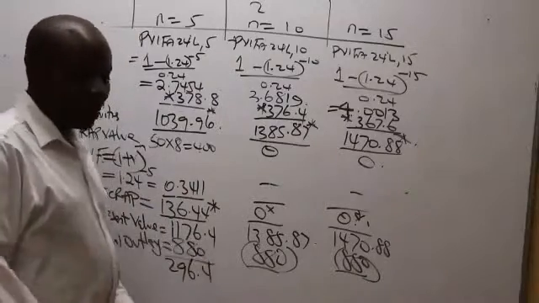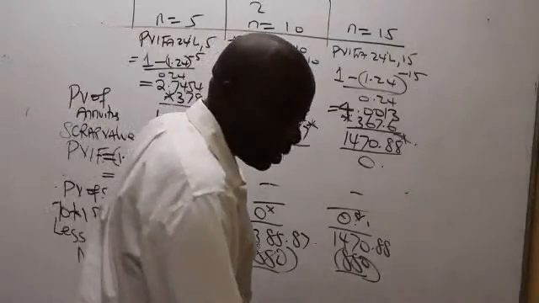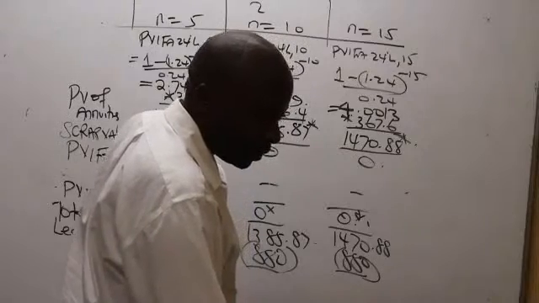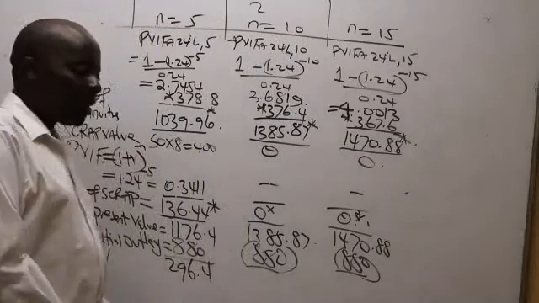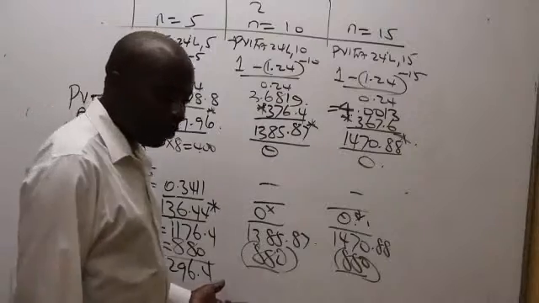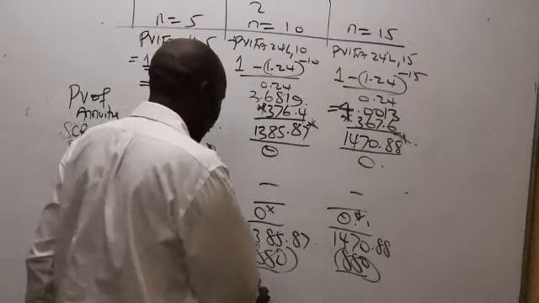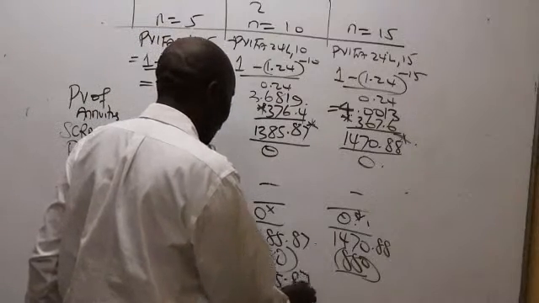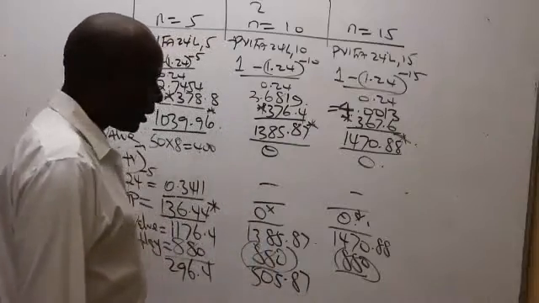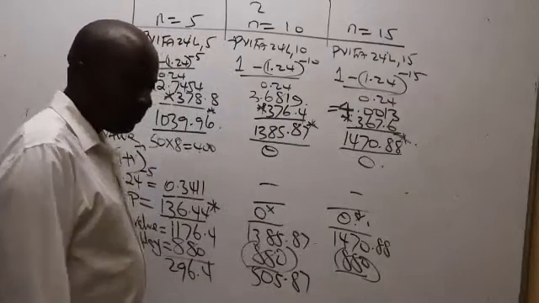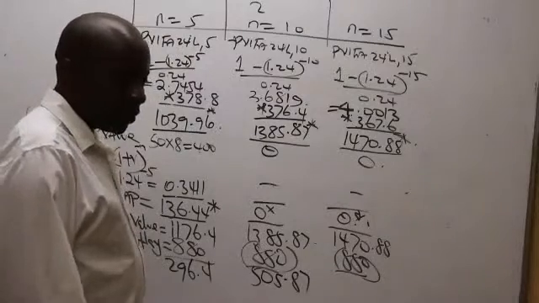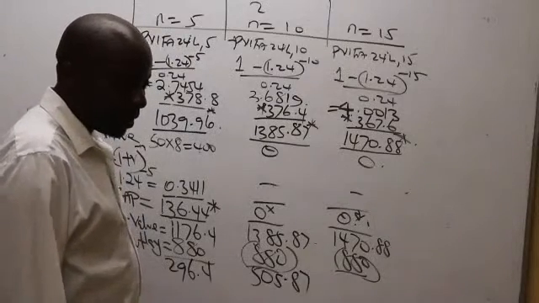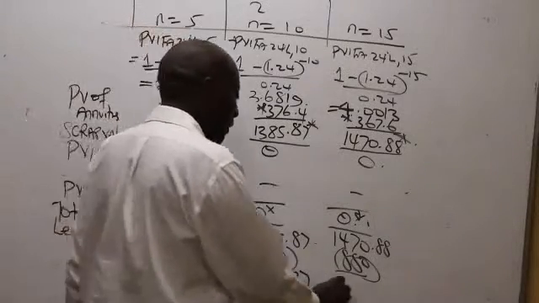How about the second net present value? The second net present value will be 505.87. And then lastly, we have this one here, 1470.88 minus 880, which is 590.88.